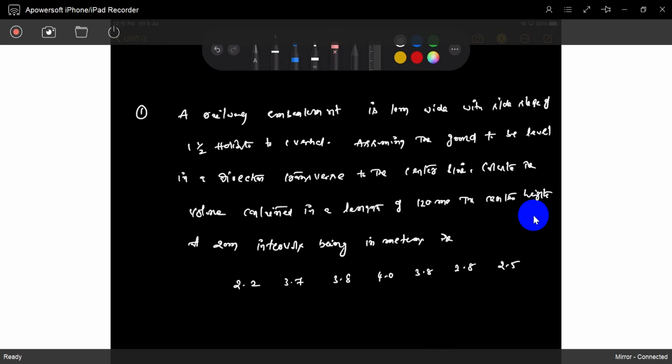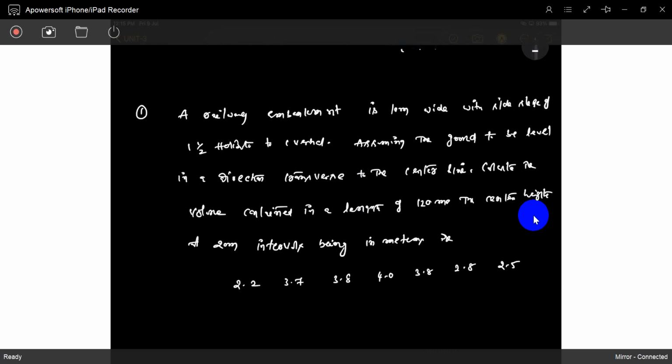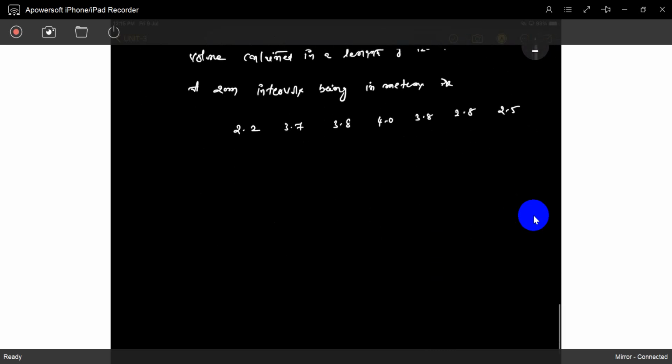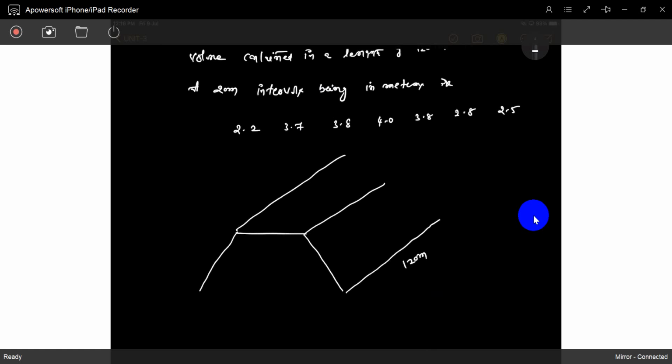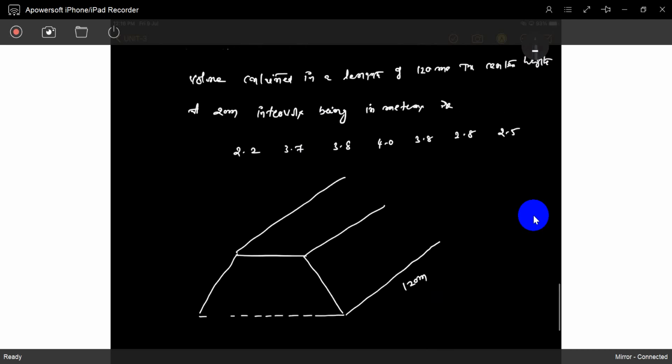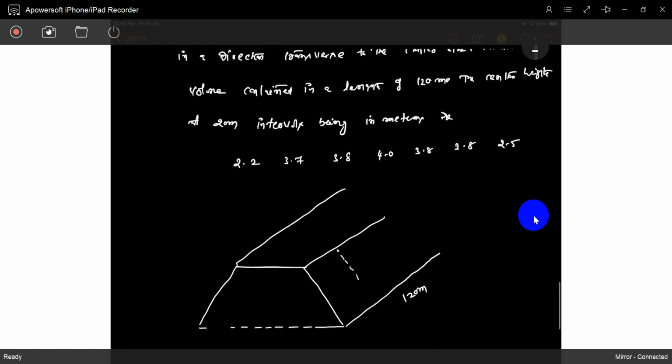That's the story. So you can easily calculate the volume. What did he say? He said that a railway embankment is being placed like this, and later it will extend up to 120 meters. So to find the total volume, he also said that at 20 meters intervals the center height is changing.